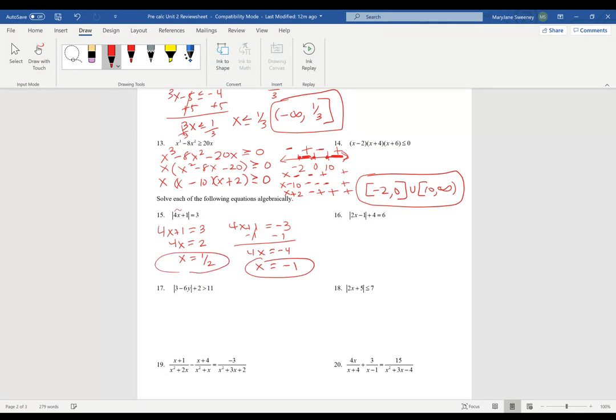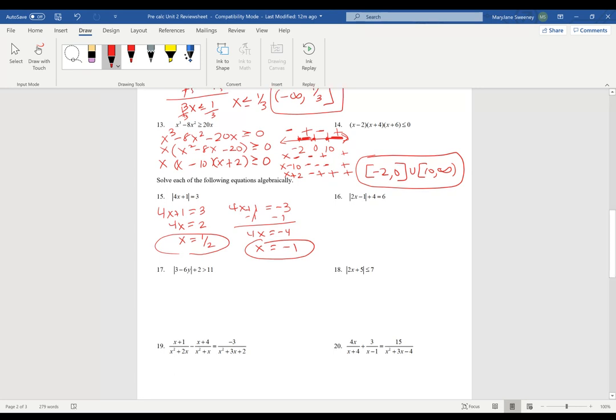So remember, this thing could be 3, and then the absolute value of 3 would be 3. Or if this thing inside the absolute value is negative 3, we would still get 3. So that's why we're taking that and setting it equal to 3. And we're also setting it equal to negative 3 because it could be either one.